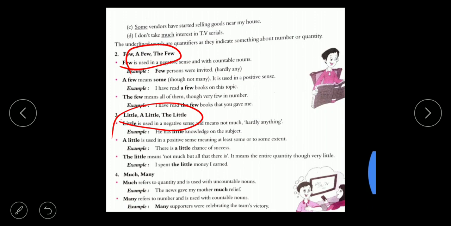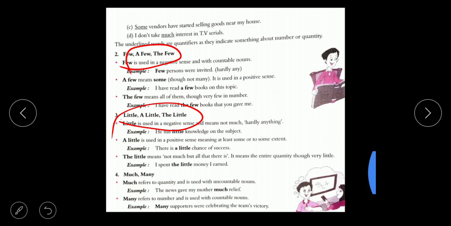Little is used with quantity, uncountable. Few, a few, the few are used with plural numbers and countable nouns. And little, a little, the little are used with singular, they identify the quantity and uncountable nouns. Okay, much and many.